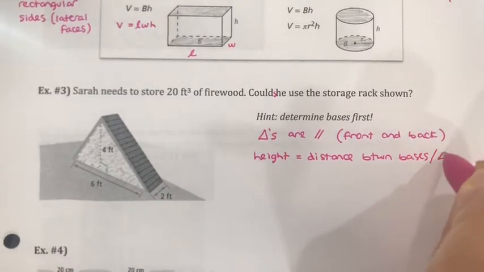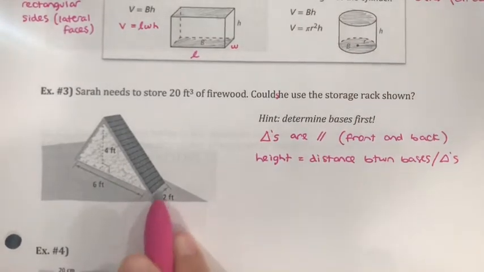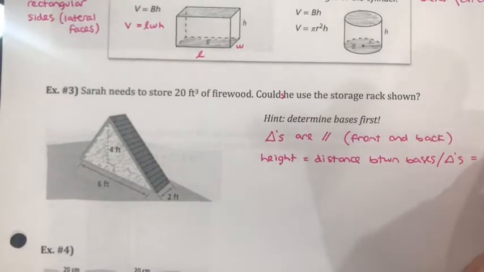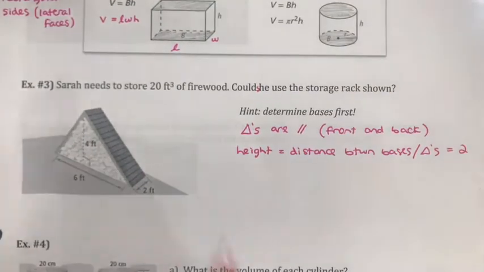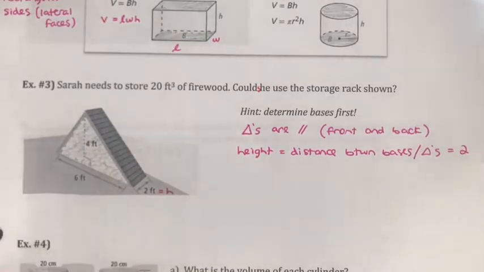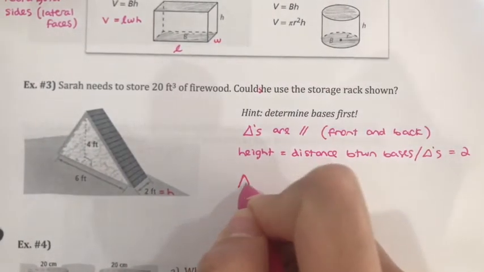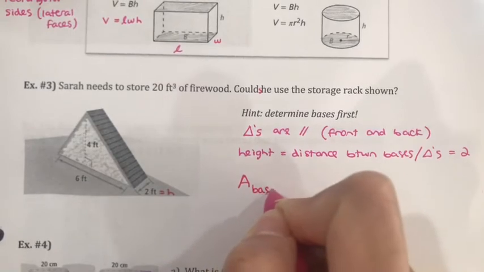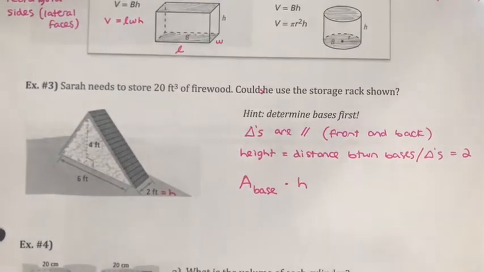Which in this case are the triangles. So the distance between these is going to be the 2. That's my height. Okay. So I need to find the area of the base, and then we need to multiply it by the height.